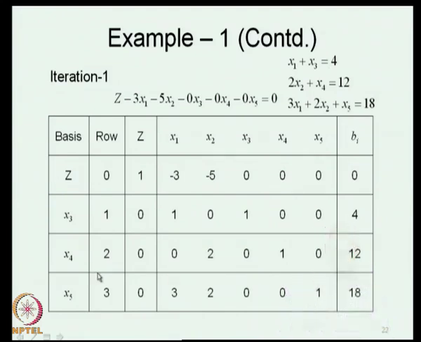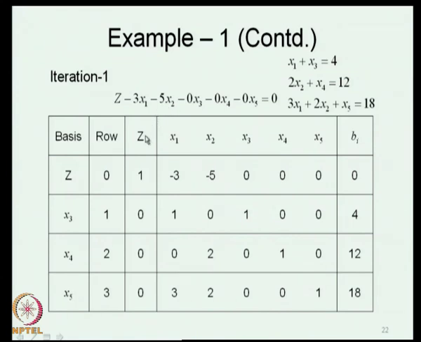We use this convention. From textbook to textbook, from instructor to instructor, these forms may be different, but we will stick to one form as far as this course is concerned. So, we write a column basis which consists of x 3, x 4, x 5 as the basic variables, and z will always be in the basis. This is z corresponding to the z equation, the objective function equation. So, we write z and the other basic variables x 3, x 4 and x 5.